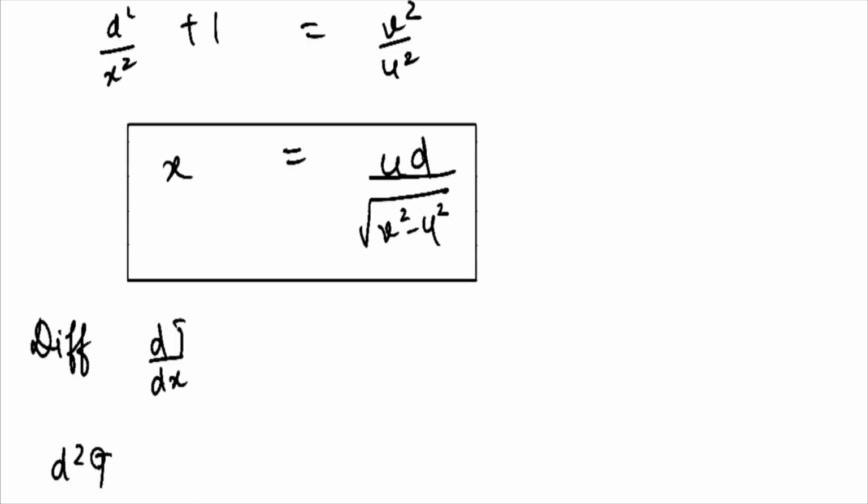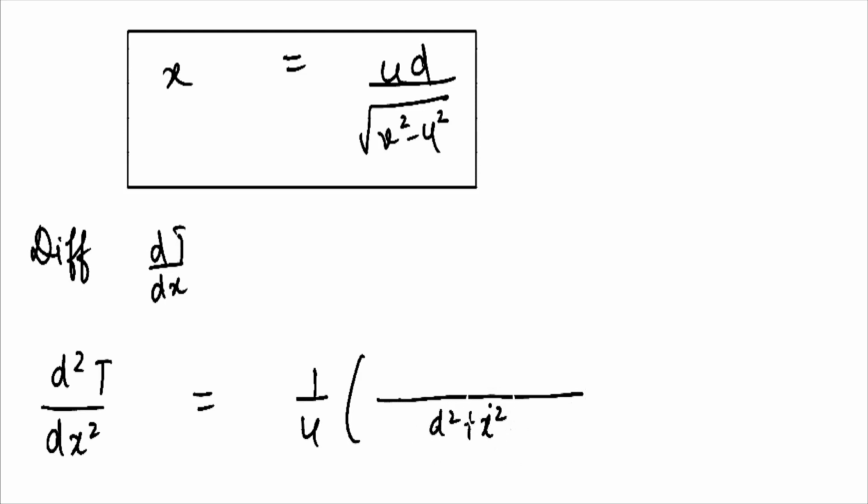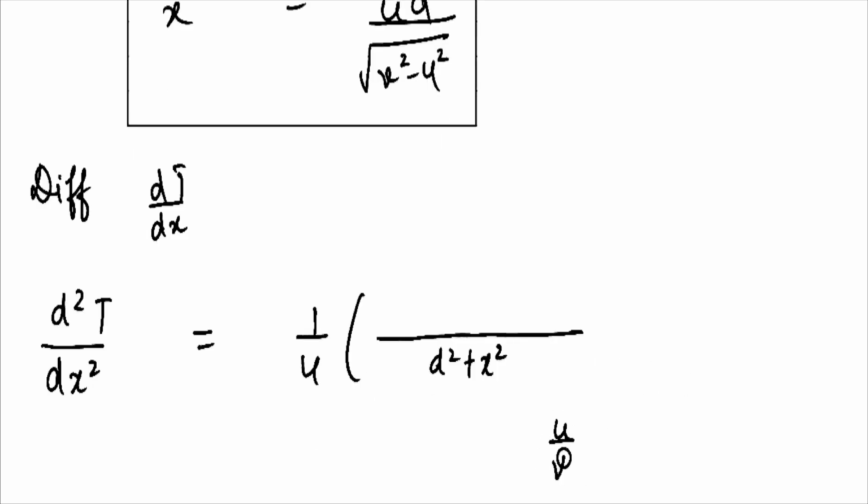So this will be d square t divided by dx square, and this will be 1 by u, and the derivation of x upon under root d square plus x square. We are using the quotient rule, which says that the derivation of a function u by v will be v square, the second function squared, in the denominator, and the first function derivative with the second function as it is, minus the second function derivative into the first function as it is.